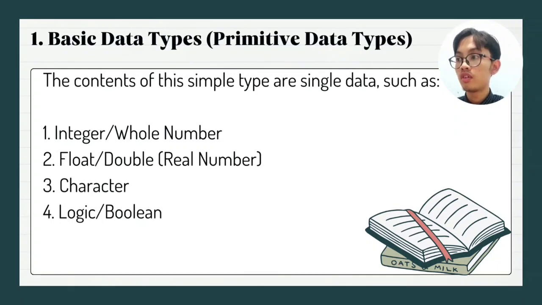And second, float or double, or real number. Real numbers are numbers that contain a decimal fraction. Example: 3.45 and others. And the third, char, or character. Characters are all letters in the alphabet, punctuation marks, and special characters. Characters are written between two single quotation marks. Example: 'A'.